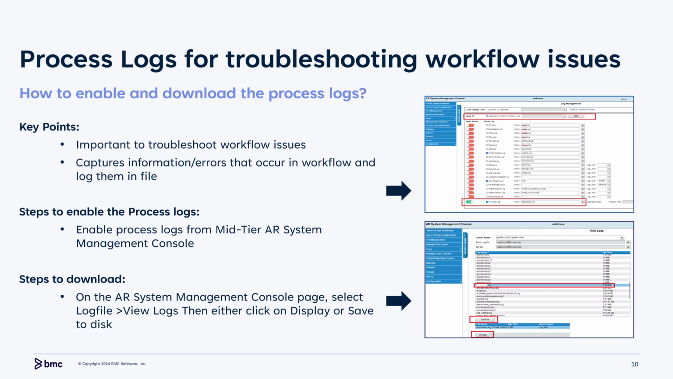So our next agenda point is about process logs for troubleshooting workflow issues. So basically how we enable and download the process logs, right? These process logs are very important to troubleshoot workflow issues, because they show all the details, like how the request flows through the elements of your workflow. If there is any error, or if you want to know what value a variable had, you can see it from the process logs.